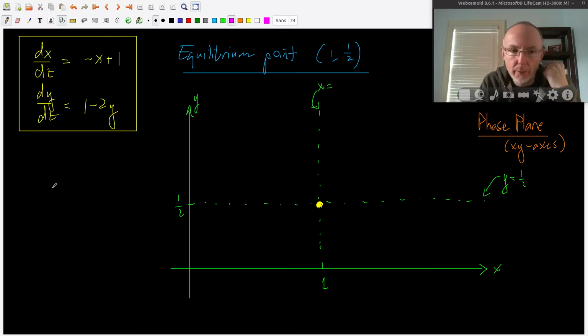But let's imagine for a second that x is equal to 1. Imagine we're on this line, x equals 1, and I haven't filled that in. What's happening to x? Well, x isn't changing at all.